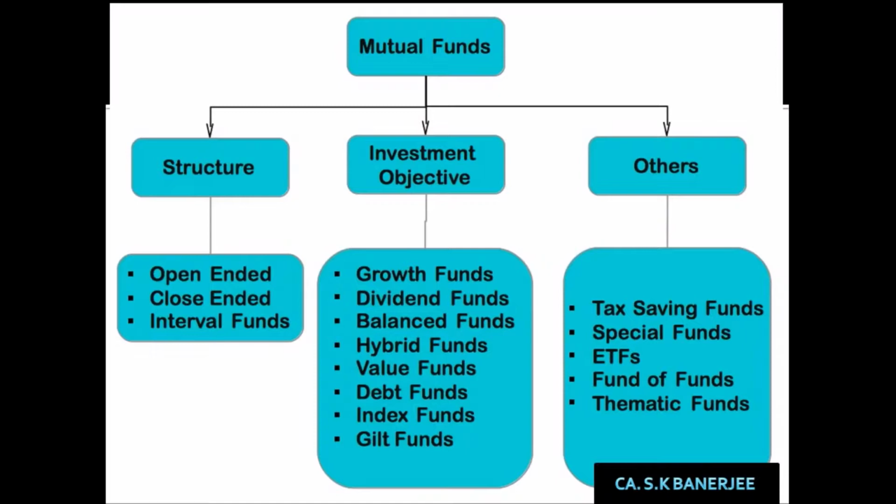So mutual funds can be divided on the basis of structure, investment objectives and others. On structure, they're open-ended and closed-ended funds. On the basis of investment objective, you can invest in dividend funds, balanced funds or hybrid funds, or growth funds. Dividend funds basically provide you dividends. Growth funds provide you more capital appreciation. Then we have tax savings funds, exchange traded funds, etc.